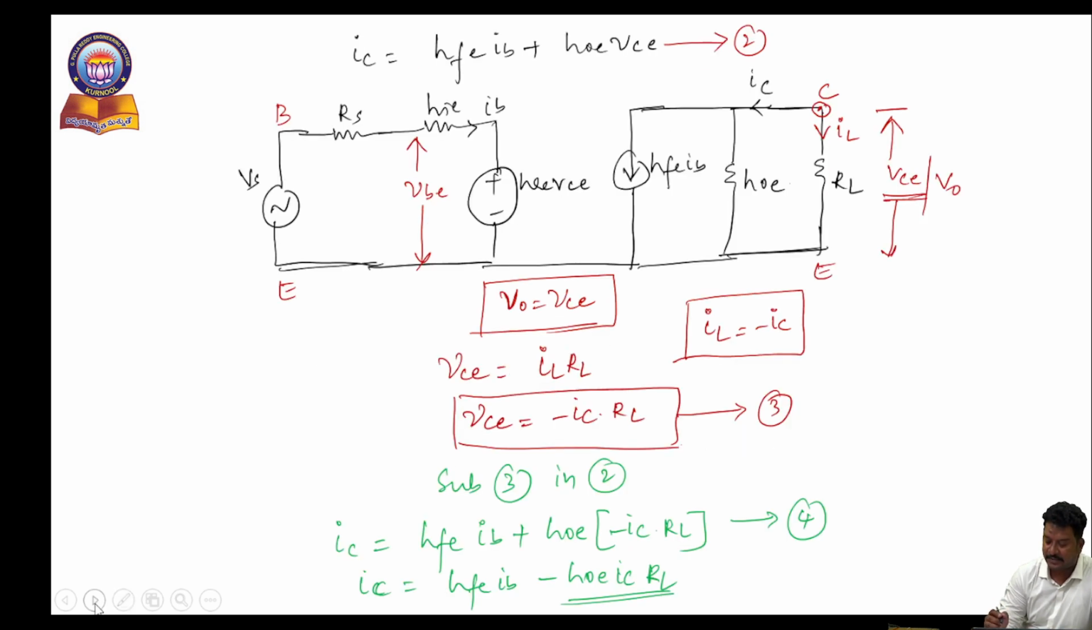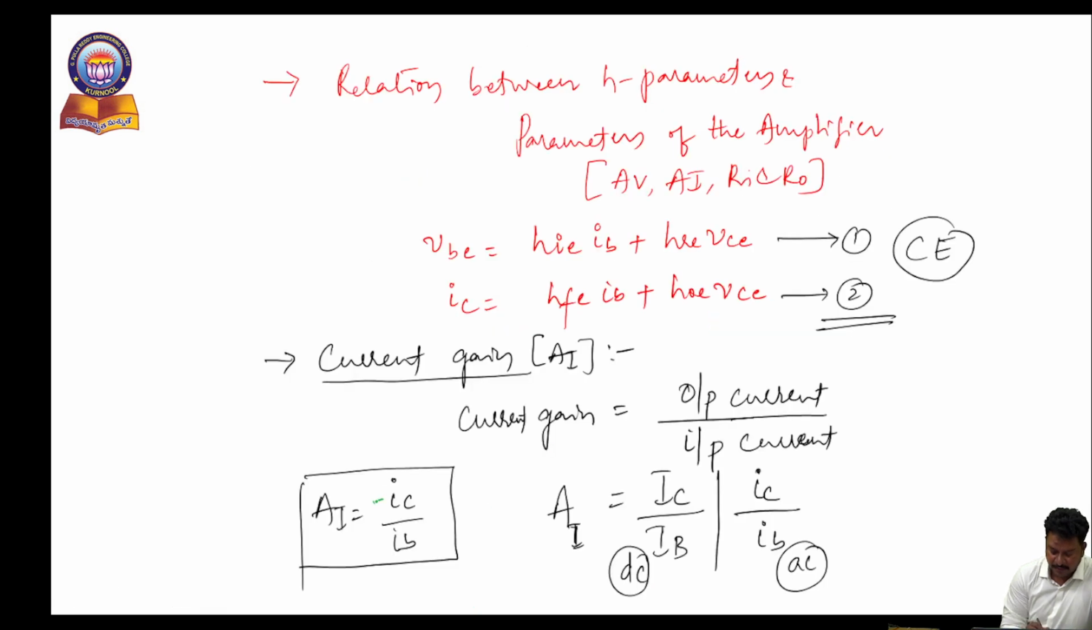In two ways we can say. As we know that IL is equal to minus IC. And here also we have to consider AI is equal to minus IC by IB. Why? Because always input current and output current both are in opposite direction. For example, you consider this is the common emitter configuration. This is emitter, base, and collector. The input current is base and the output current is collector. Both are in opposite direction. So we are getting a phase shift of 180 degrees.